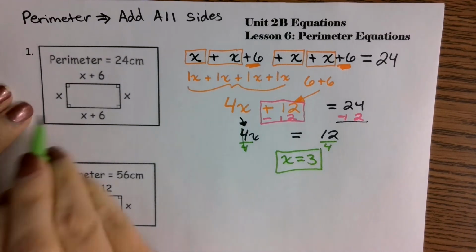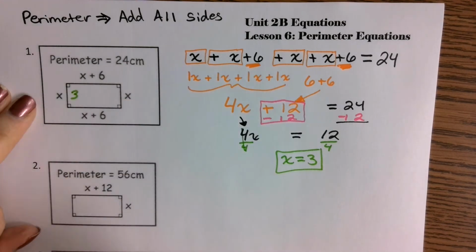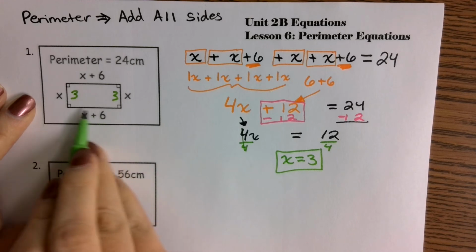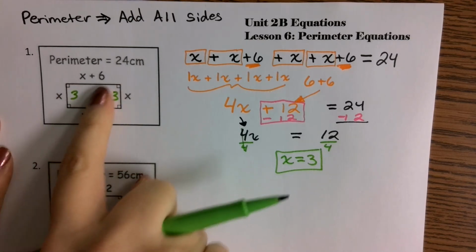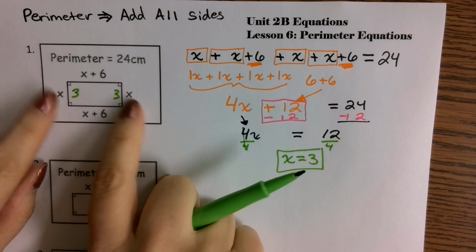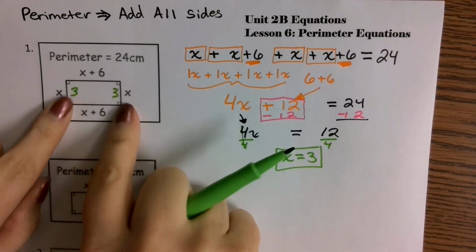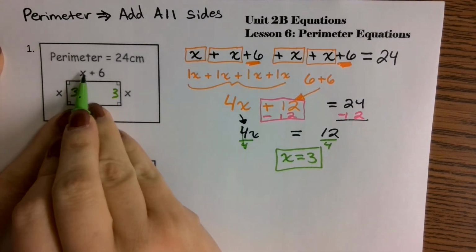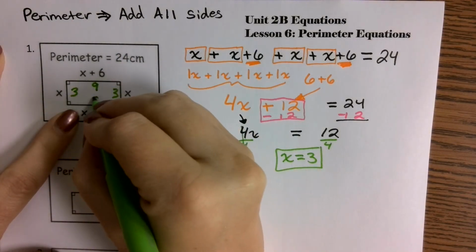So that means that this value over here, this is a 3, and this is a 3. What does that make the top measurement and the bottom measurement? I know that these side measurements are x, and I just found x was 3, so I know that these side measurements are 3. What is it? 9, because all you had to do is do 3 plus 6, and that would give us 9. So this is 9, and this is 9.